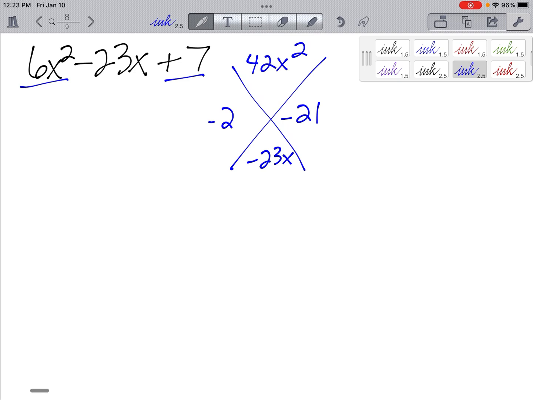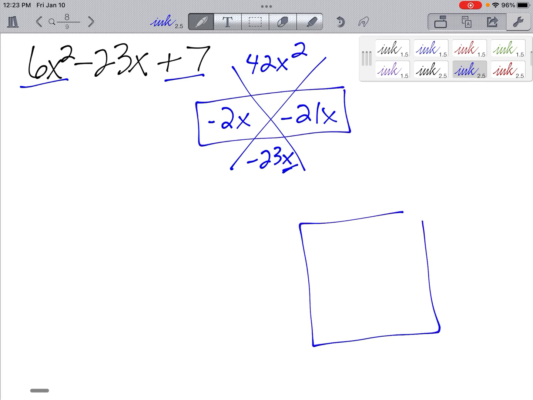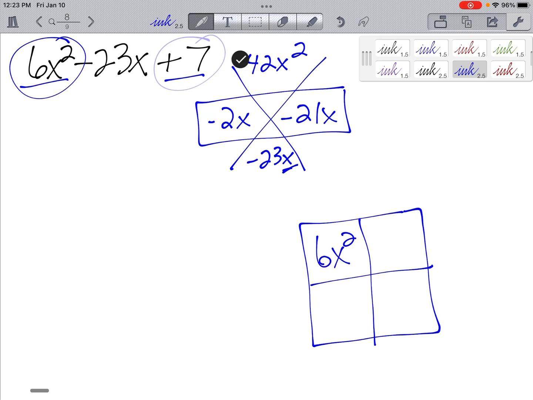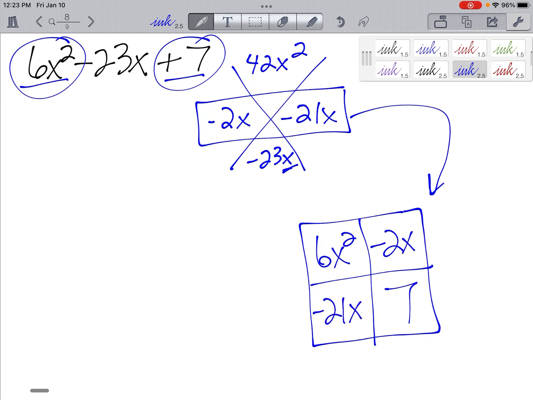So now we're going to take the variables from the bottom of the x. Since it's just an x, they both get an x. And those are the two pieces that will go into our box. And then we know the first term goes in our first box. The last term goes in our last box. And then the two pieces from our x puzzle, negative 2x and negative 21x.